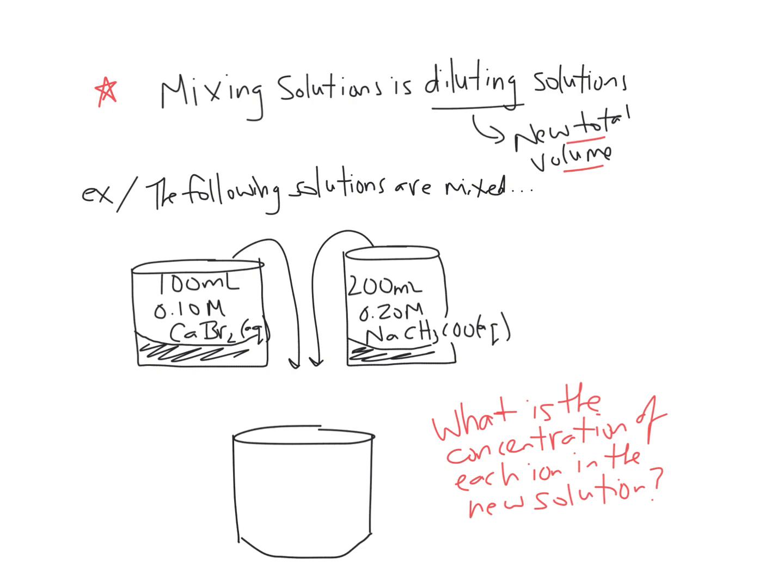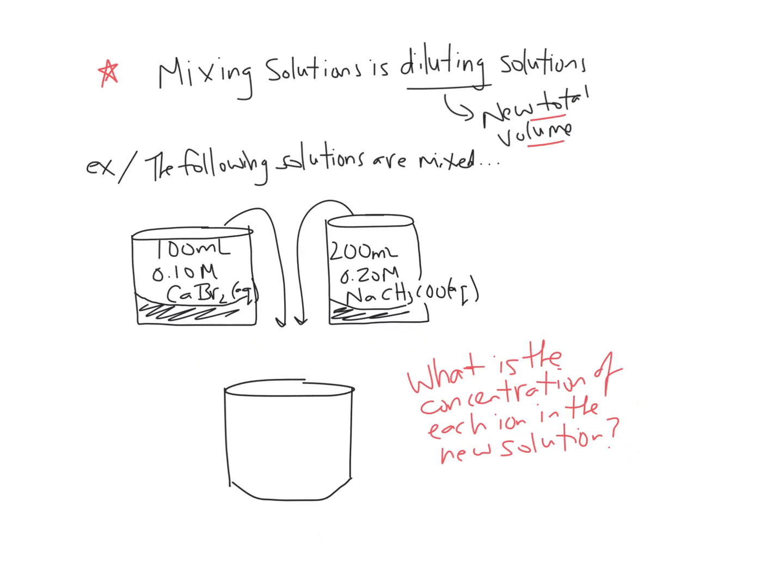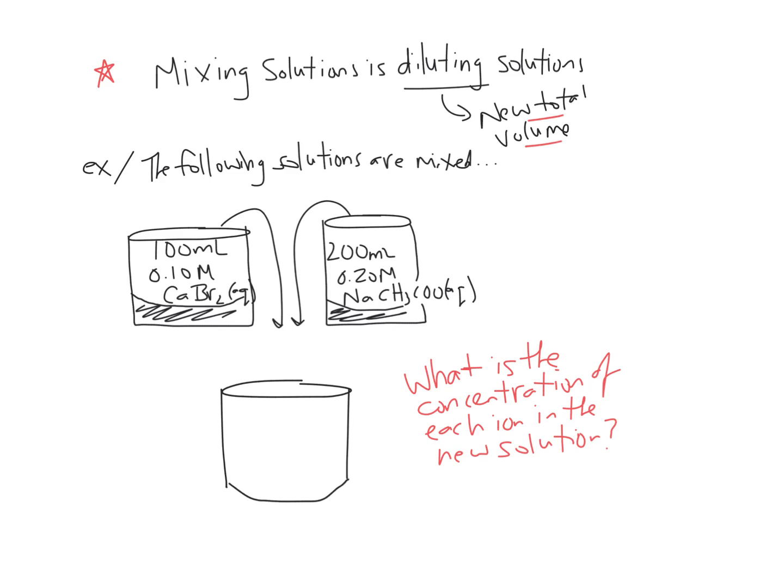Let's say, for instance, we are mixing the following solutions. Solution A, if you will, is 100 milliliters of 0.1 molar calcium bromide. And solution B is 200 milliliters of 0.2 molar sodium ethanoate. That's that sneaky little ethanoate ion, CH3COO-, typically written like that, but you need to recognize it is an ion. And the question is, what's the concentration of each ion in the solution?